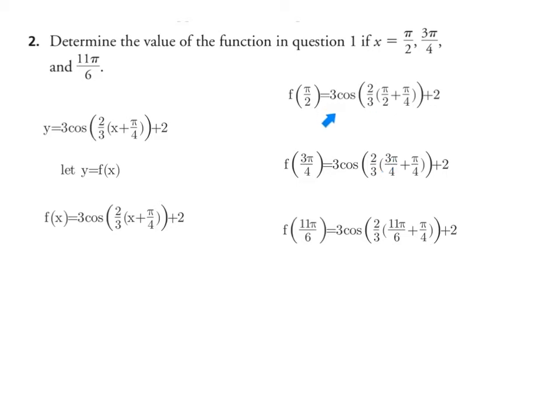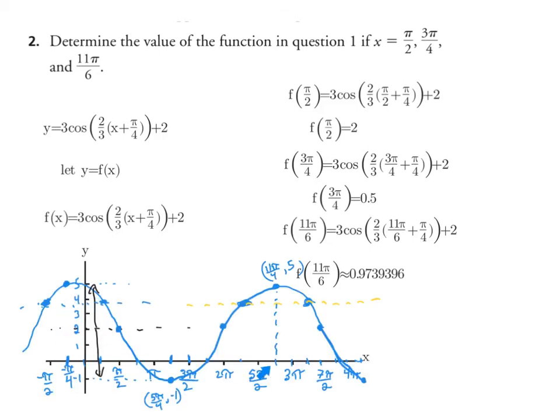Now we just solve. We could just write in the calculator 3 times the cos of open bracket 2 divided by 3 open bracket pi divided by 2 plus pi divided by 4 close bracket plus 2. And the answer is 2. Same thing for 3 pi by 4, and we get 0.5. And 11 pi by 6 gives us 0.9739396 approximately.